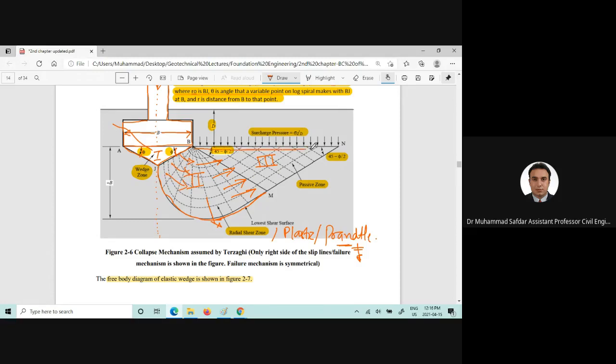Now, the soil in this particular zone, you can see the failure surface is approximately linear. That's why it is known as the Rankine passive zone. Now you need to note down here that Terzaghi did not consider the shear strength of this portion of the soil. Rather, he replaced this soil by the surcharge pressure, which is gamma times D. Is it clear till this point?